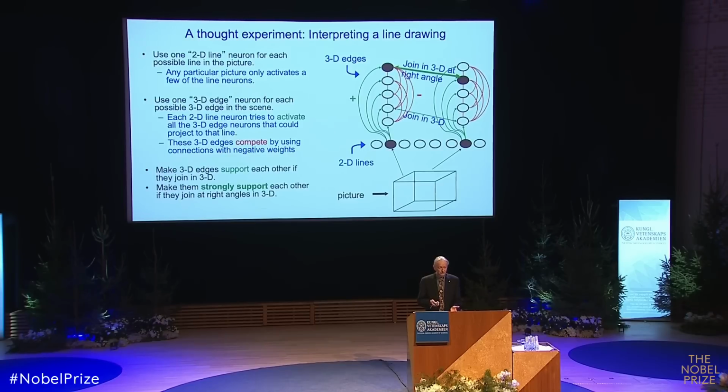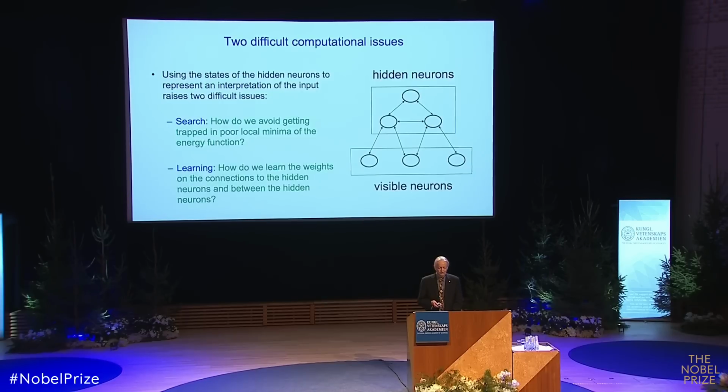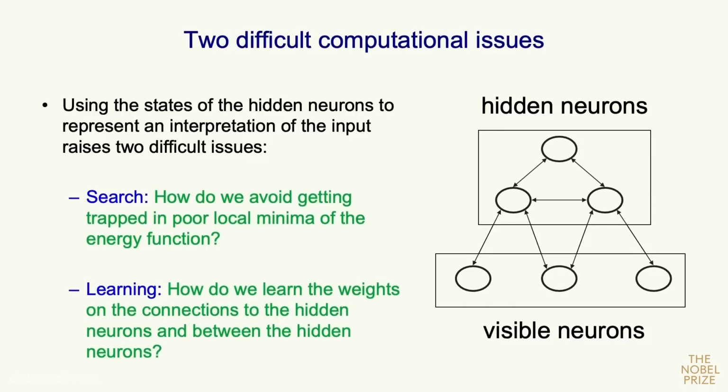This gives rise to two main problems. The first problem, if we're going to use hidden neurons to come up with interpretations of images represented in the states of the visible neurons, is the search issue. How do we avoid getting trapped in local optima? We might settle to a rather poor interpretation and not be able to jump out of it to a better interpretation. And the second problem is learning. I sort of implied I'd put in all those connections by hand, but we'd like a neural network to put in all those connections.